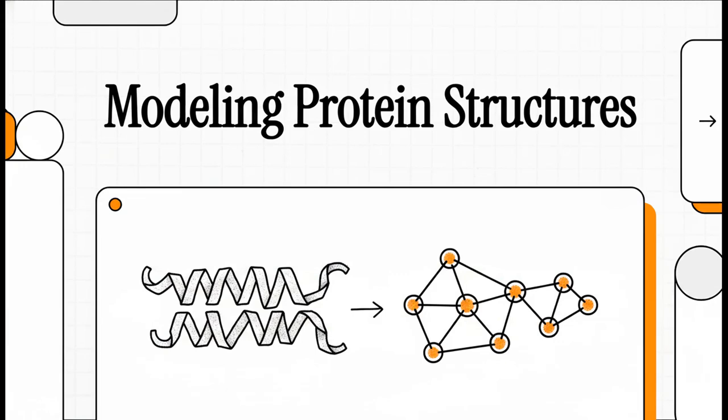Proteins are basically the tiny machines that run our bodies, but they're so incredibly complex that just looking at them, well, it's almost impossible to understand what's going on. So how do we get around that? In this explainer, we're going to break down a really powerful technique that lets us turn these messy, tangled structures into clean, simple networks that we can actually analyze.